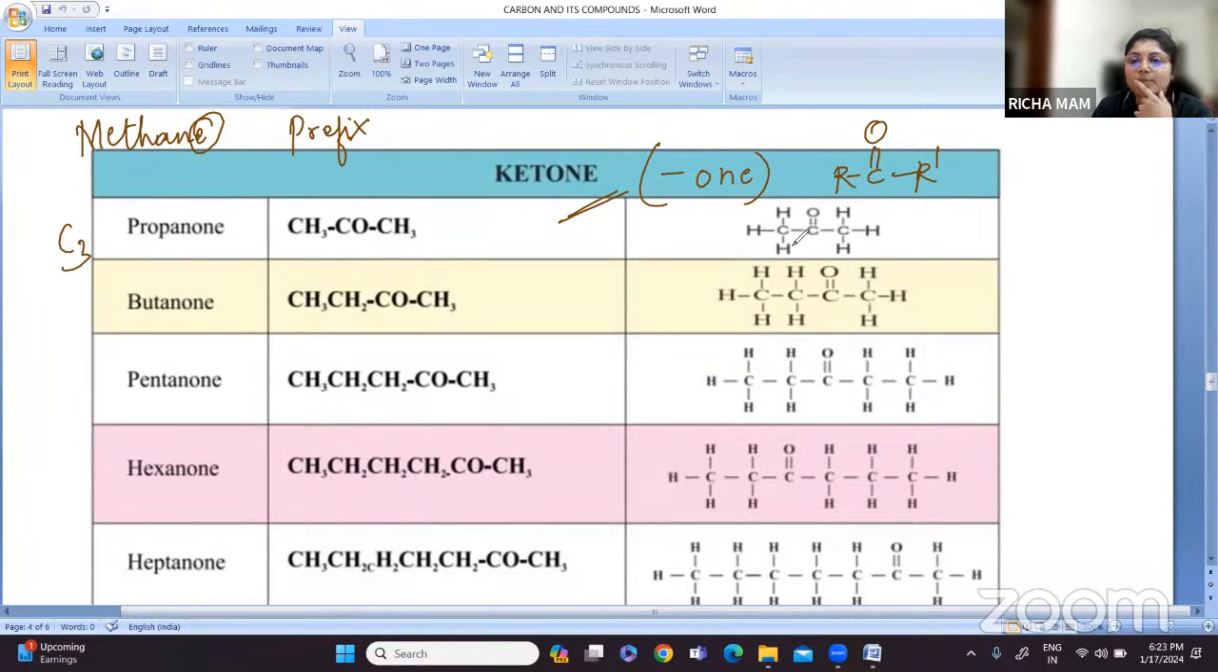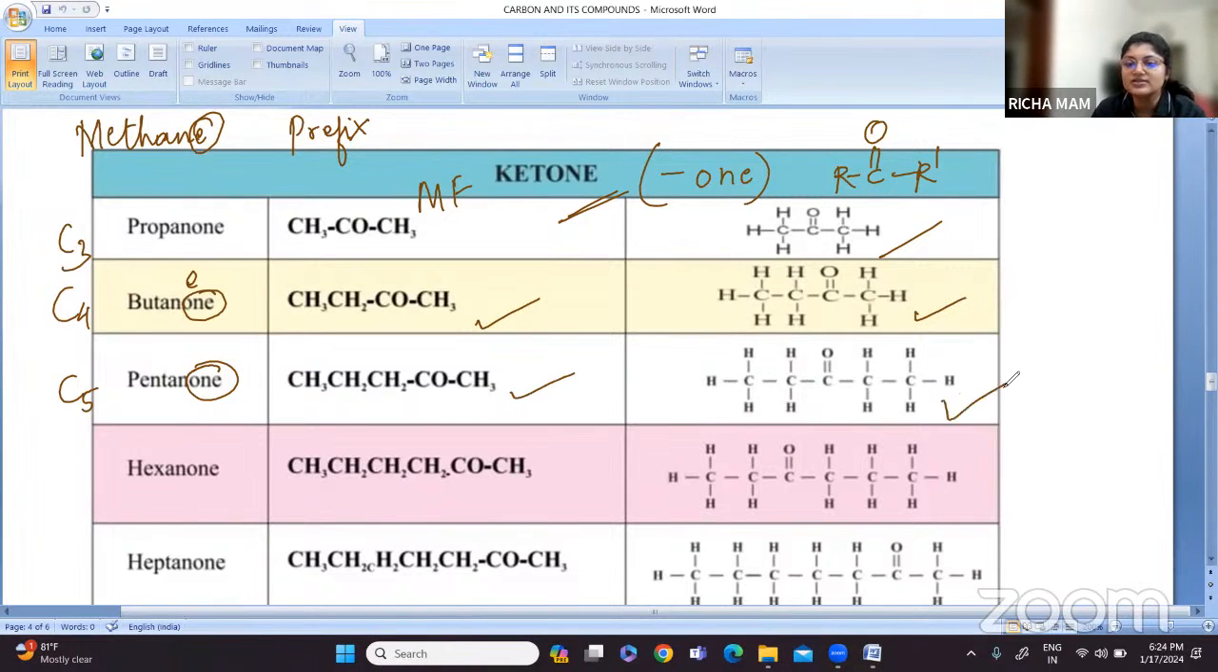Propanone has 3 carbon atoms. This is the molecular formula of propanone and this is the structural formula. Next is butanone, with 4 carbons: butane, E is replaced by ONE. This is the molecular formula and this is the structural formula. Then pentanone, where E is replaced by ONE. This is the molecular formula and this is the structural formula. 1, 2, 3, 4, 5: the number of carbon atoms is 5, so it is pentanone.